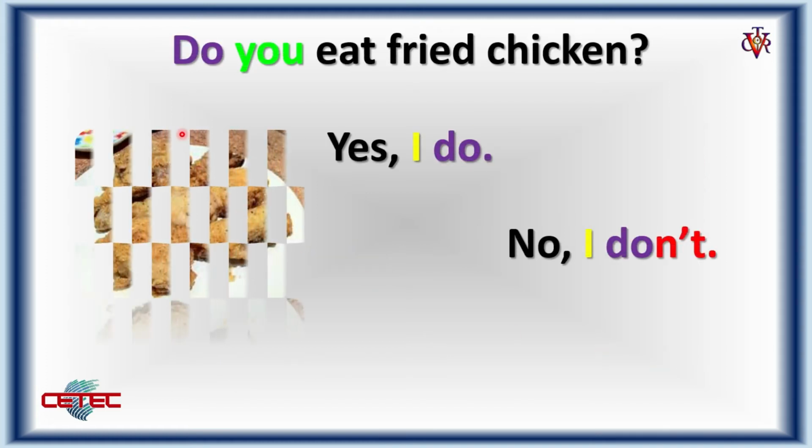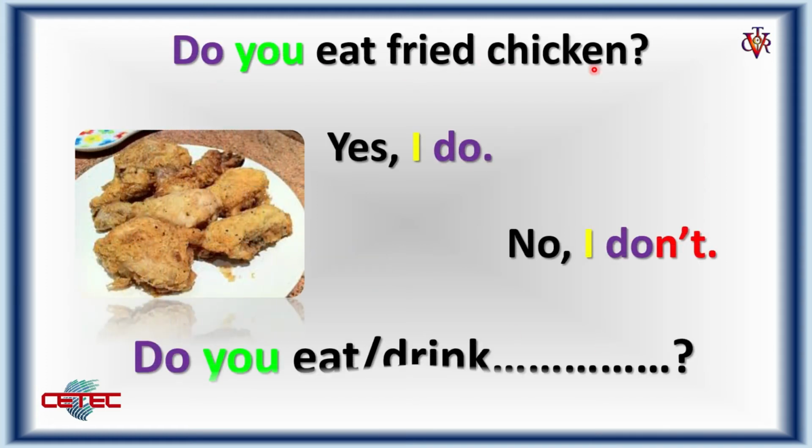Let's see another example. Do you eat fried chicken? Yes, I do. No, I don't. Here, the auxiliary do, the subject you, verb eat, complement fried chicken, question mark at the end. Now, in your answer, be careful: when you say yes, then you have to use your subject and the auxiliary do.